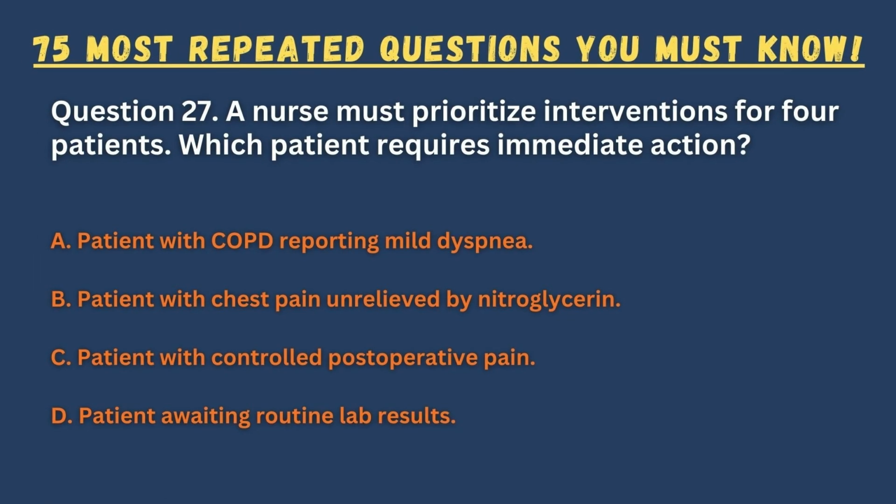Question 27. A nurse must prioritize interventions for 4 patients. Which patient requires immediate action? A. Patient with COPD reporting mild dyspnea. B. Patient with chest pain unrelieved by nitroglycerin. C. Patient with controlled postoperative pain. D. Patient awaiting routine lab results.